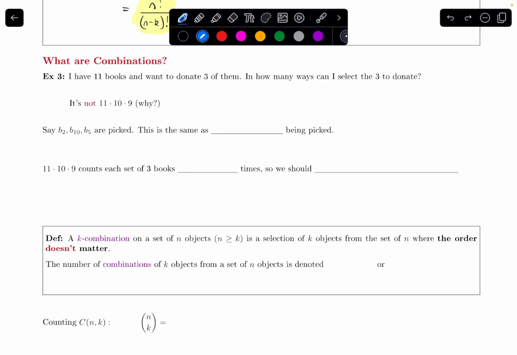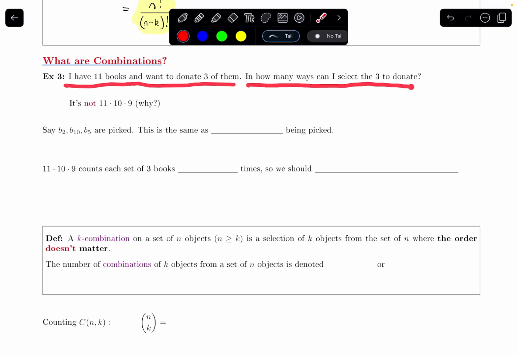In this video, we will talk about what are combinations in the context of counting problems. So in the last video, we talked about permutations. Now we're ready to talk about combinations. So I want to motivate this with an example, which says, I have 11 books and want to donate 3 of them. How many ways can I select the 3 to donate?